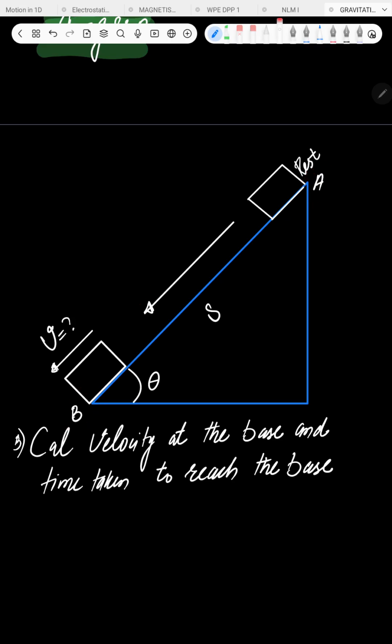What we are supposed to calculate is, number one, the velocity at the base of the inclined plane. Number two, as the block moves from A to B, what is the time taken by the block? That's what we are supposed to calculate.